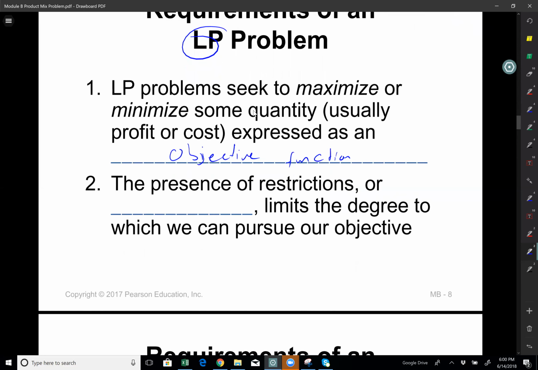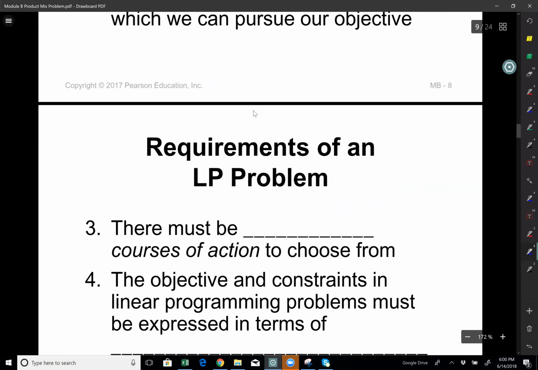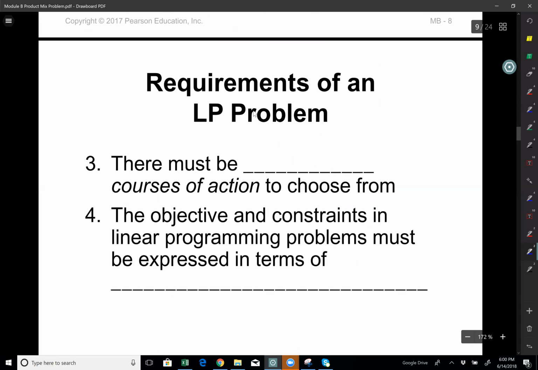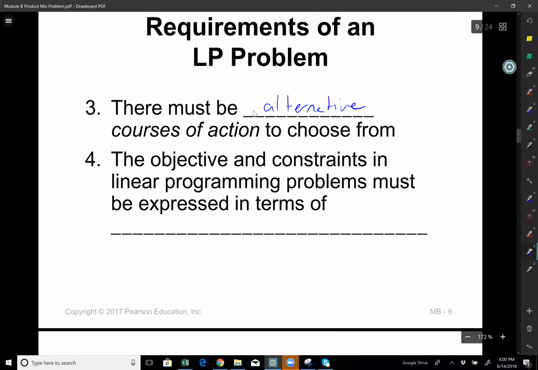The presence of restrictions or constraints: we need to consider constraints, and the constraints should be linear as well to be called a linear program. And we need to have alternatives or decision variables. And these should be, as I told you earlier, all linear equations or inequalities.